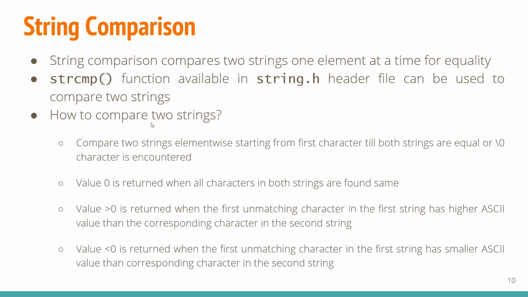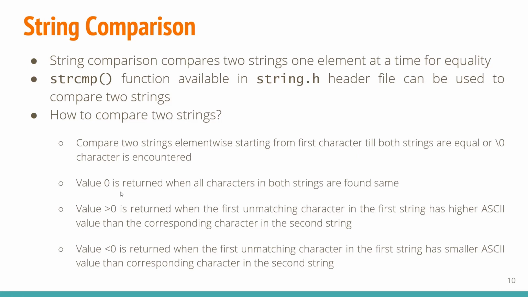The string compare function is a bit complex to understand because, based on whether the two strings are the same or not, it can return three values. The first value it can return is 0. This value 0 is returned if and only if both strings are the same. What do we mean by both strings being the same? You cannot use the double equal to operator to compare two strings because string is not a built-in data type. Rather, I need to compare the two strings element wise. So it returns 0 only when both strings are the same.